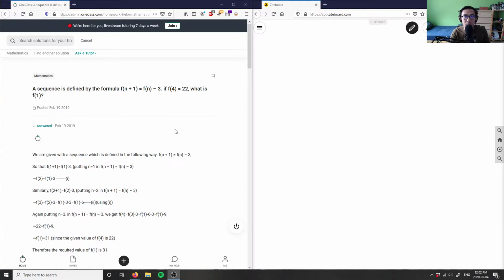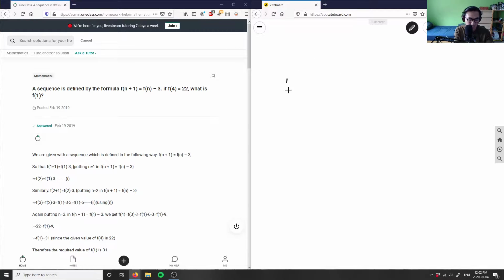I have 10, or I think I have 11 of them in this collection of questions. So let's look at number 1 here. I'll give you some time to think about this question as well. It says here, the sequence is defined by the formula f of n plus 1 equals f of n minus 3. If f of 4 is 22, what is f of 1?